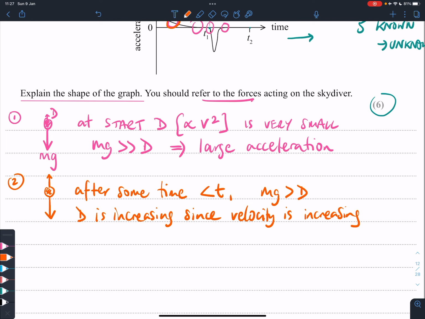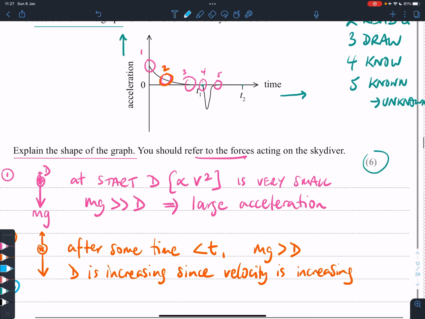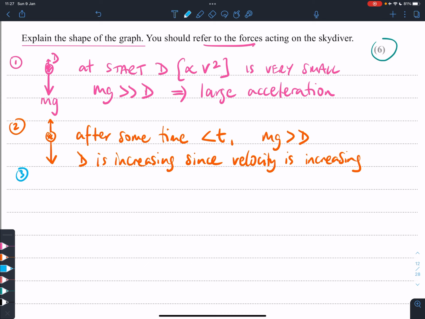Now, at a third point, I am going to change colour again and say point number 3 here. This is a significant point because the acceleration has dropped to 0. So if the acceleration drops to 0, let's mark these forces mg and d. mg is always the same, but this time d must be equal to mg.